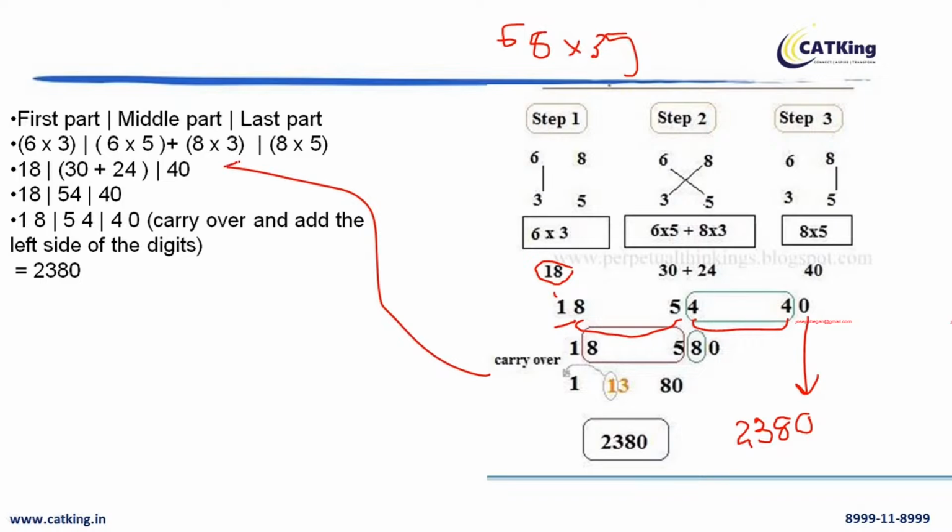Right? So now when you look at it carefully here, when you solve this, this will all look like this. Right? Now on the left hand side of the screen, you can see basically what we've done: 6 into 3, 6 into 5 plus 8 into 3, and 8 into 5. So that is 18, 54, 40. So 0 as it is. 4 plus 4 will give you 8. 5 plus 8 will give you 13. So you'll write 3, and we'll take 1 carryover. So 1 as 1 and 1 carryover. So that should give you 2380.